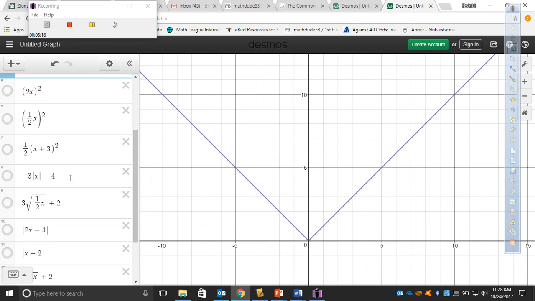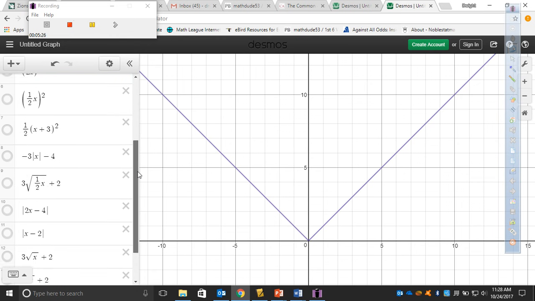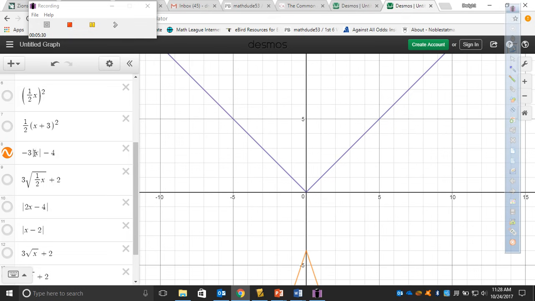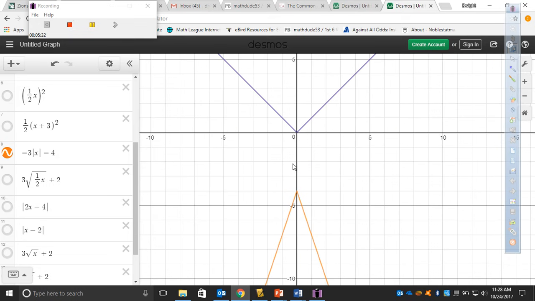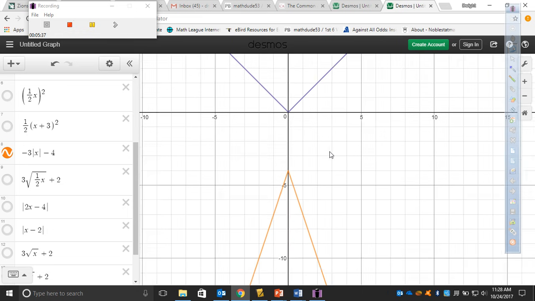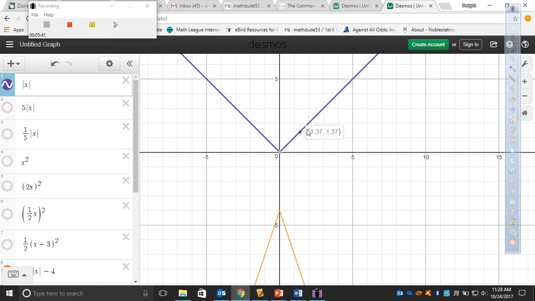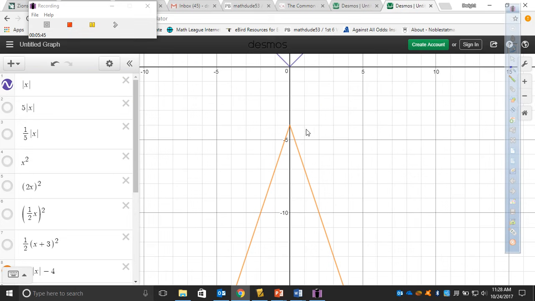So a couple things going on here. The negative flips it, the -4 moves it down, and the 3 is a vertical stretch. It's on the outside. It stretches it by a factor of 3. So let's see how this looks. So like we just said, we moved 4 down, we flipped it because of the negative, and it's a vertical stretch. So looking at the parent graph, here is 1, 1, 2, 2, 3, 3, and so on.